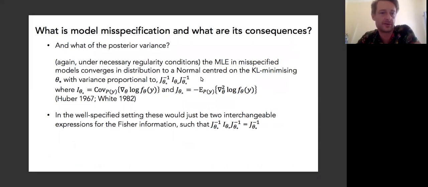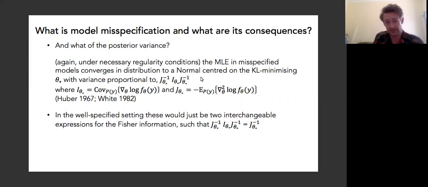So then the real question is, what happens to the posterior variance? Again, with a lot of assumptions to make a relatively simplified case that can be studied through theoretical means. In the misspecified setting, the maximum likelihood estimator converges in distribution to a normal. So we get another one of these Bernstein-von Mises, or Wald type convergence theorems. We know that it'll be well behaved, in a sense, at least it'll be normal. And it converges on something which is centered, as I said before, on this KL minimizing set of parameters.